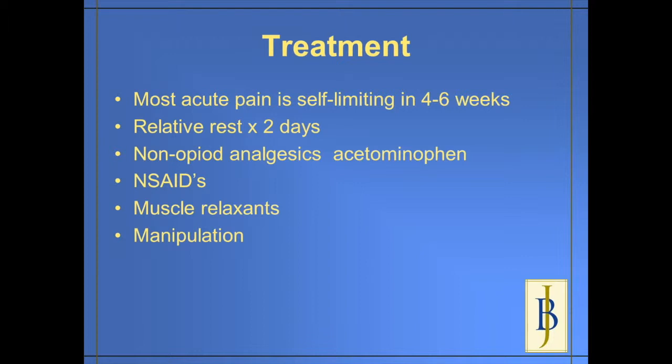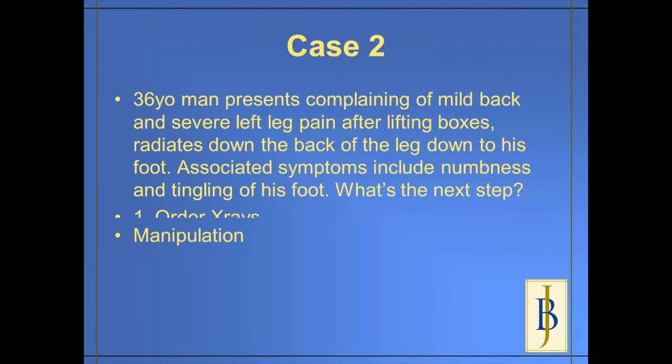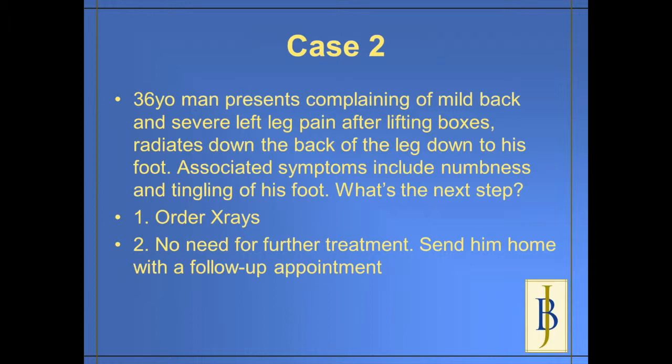If you don't want to wait for the 4 to 6 weeks to feel better, non-opioid analgesics and acetaminophen, which is Tylenol, can be used to help with some of the pain. NSAIDs, which include Aleve or Motrin, and muscle relaxants, which can be prescribed by your doctor, can help with some of the spasms. And then manipulation by either a chiropractor or physical therapy is also very helpful in relieving the pain in the acute phase. But for the most part, most of this is very self-limiting. It just takes some time to get better.